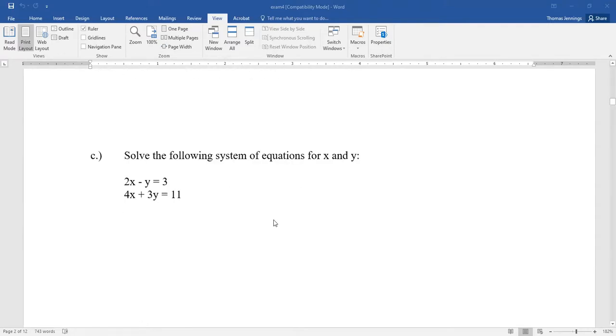Here we've got our simultaneous equations. That bears a little bit more examination, since we didn't have to do too much simultaneous equation work. But here we have 2x minus y equals 3, and 4x plus 3y equals 11.